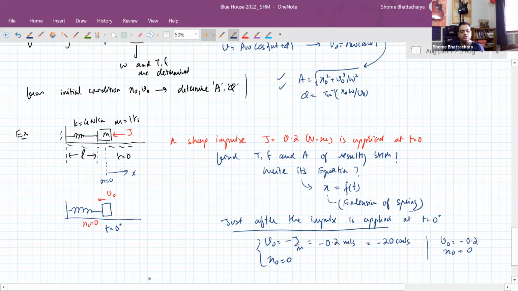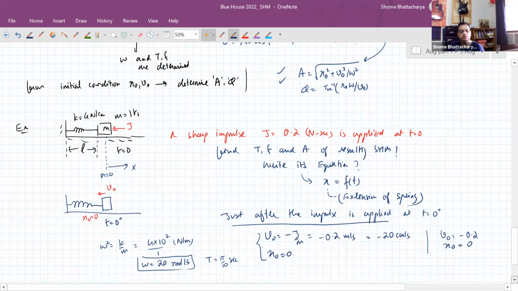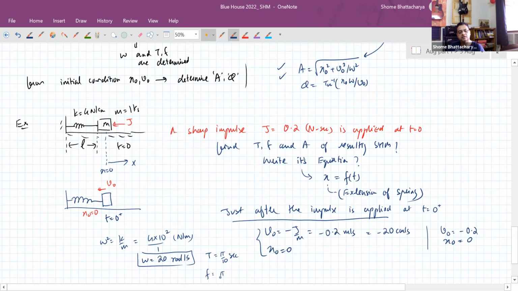So what kind of amplitude and phase constant? Okay. Now the other thing is standard formula, omega square is k by m. So that is 4 into 10 raised power 2 newton per meter divided by mass, which is 1 kg. So omega is 20 radians per second. So time period is pi by 10 seconds. Frequency is 10 by pi hertz. Something like 3.2 hertz.